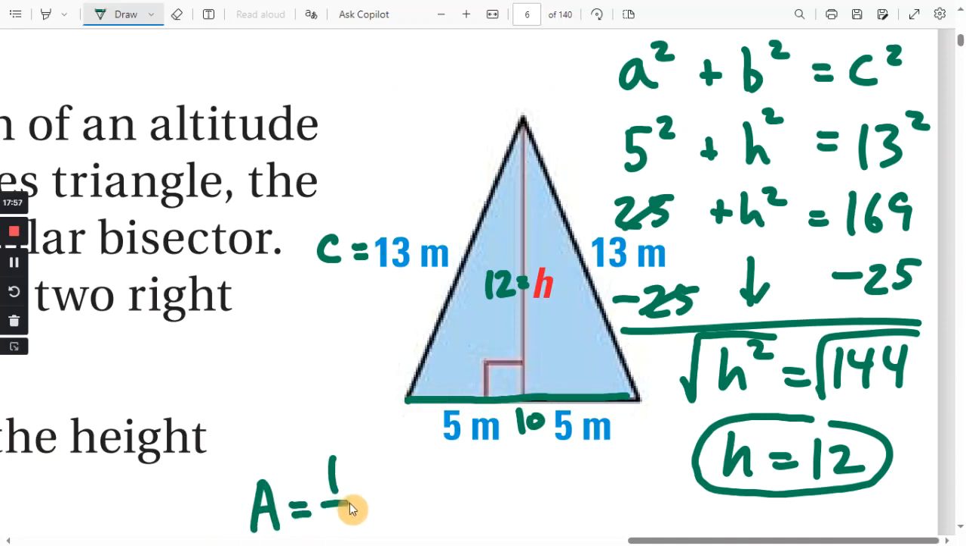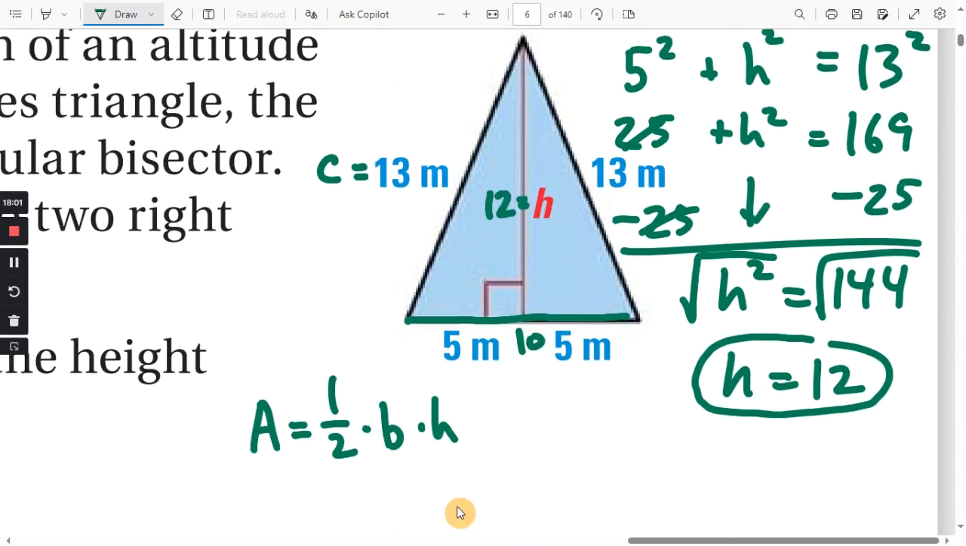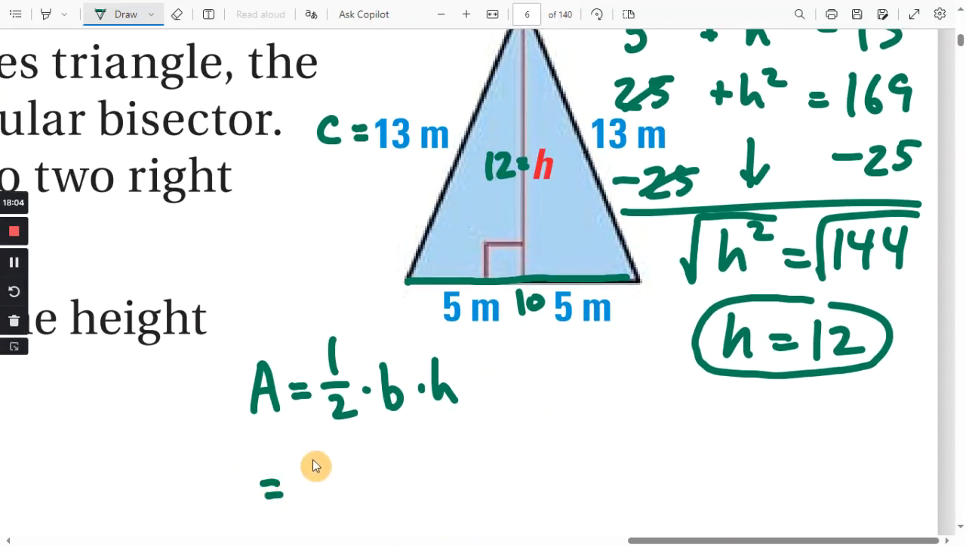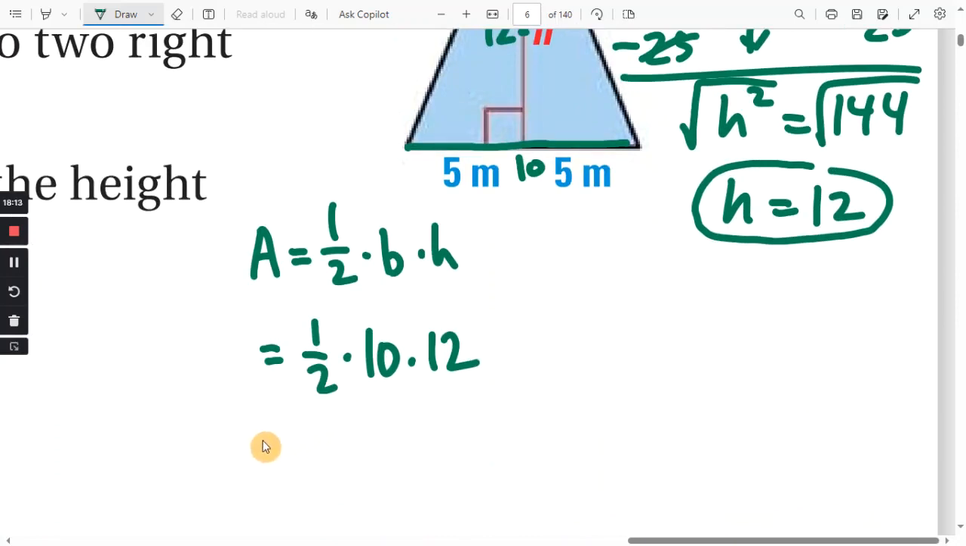Area of a triangle is 1/2 times the base times the height. So that's going to be 1/2. The base is 10. And the height is 12. All right, if you have an even number, it's easy to take half of an even number. Half of 10 is 5, and 5 times 12 is 60. The units were in meters, but we did base times height. Meters times meters is meters squared.